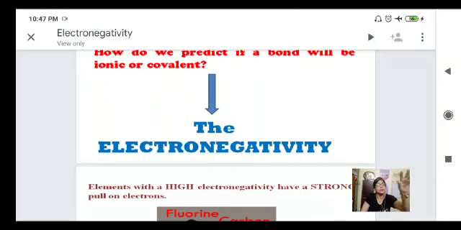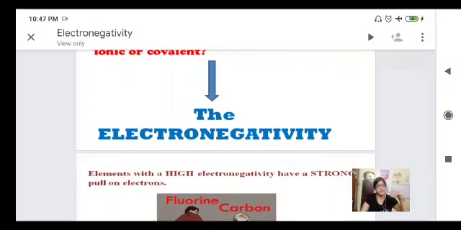To understand which type of bond it will form depends on the electronegativity of the two bonded atoms. If the two bonded atoms have the same electronegativity, then definitely it will be a non-polar covalent bond. If they differ slightly in electronegativity, then it will be a polar covalent bond, and if they differ hugely in their electronegativity, then obviously it will be an ionic bond.